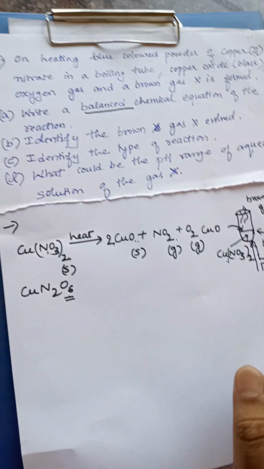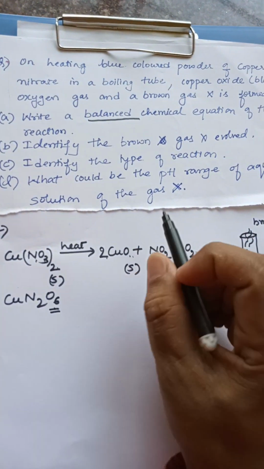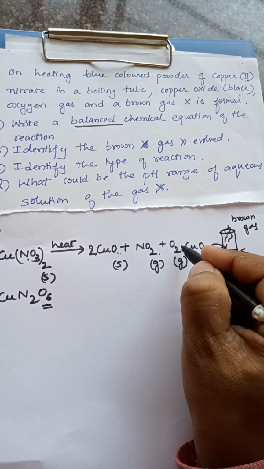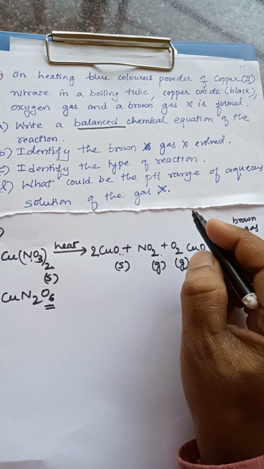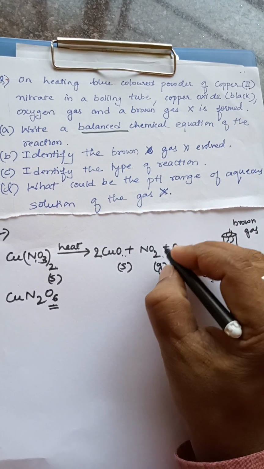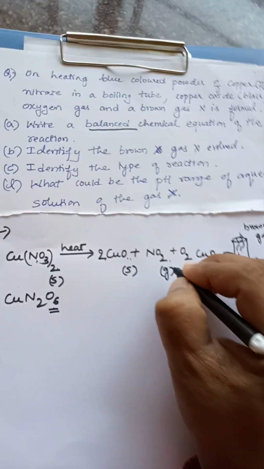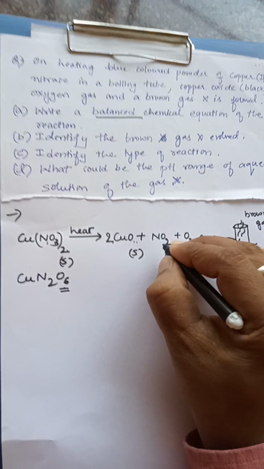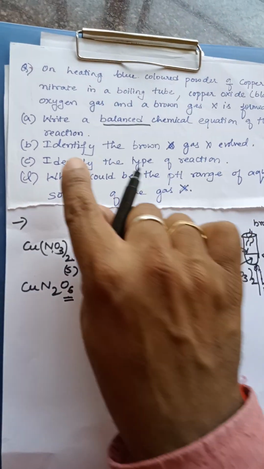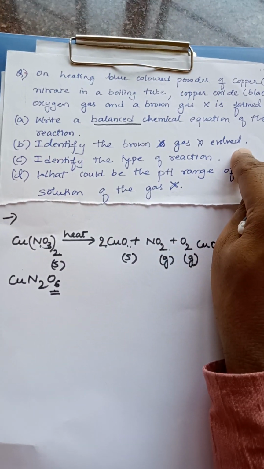So when copper nitrate is heated, it forms copper oxide, which is black in color. They mentioned that oxygen gas is formed, that's why O2, and a brown gas is formed. I am writing it as nitrogen dioxide now. We will answer how to confirm that the gas is nitrogen dioxide as a part of question B: identify the brown gas X evolved.